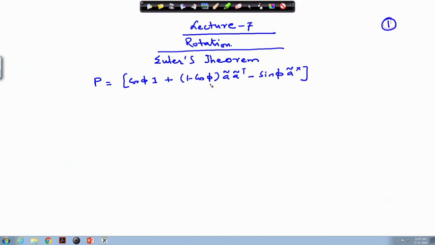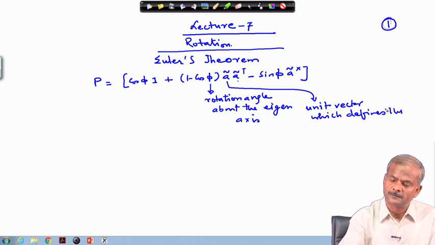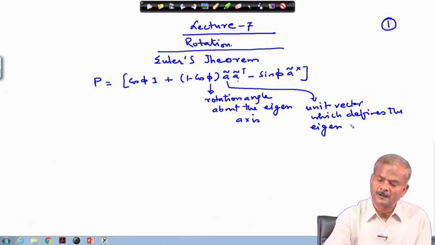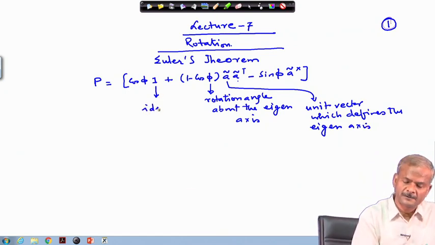Here phi is the rotation angle about the eigen axis, and A tilde is the unit vector which defines the eigen axis. And I is the identity matrix.